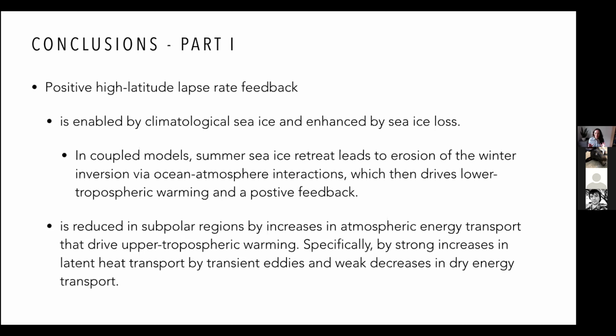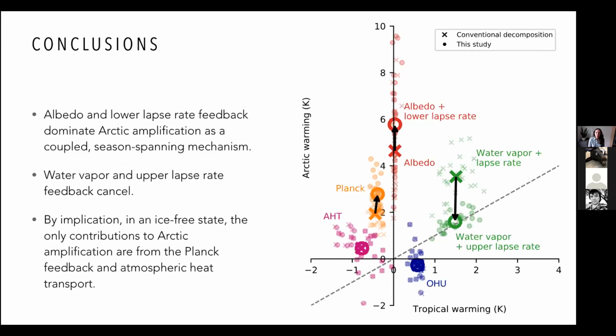Now, I'd like to take one last minute to think about how we can leverage this lapse rate feedback decomposition to estimate the combined contribution of ice processes to Arctic amplification. So to do that, let's return to this plot style that I showed at the top of the talk, which again shows Arctic warming versus tropical warming for the various feedbacks, as well as atmospheric heat transport and ocean heat uptake. The X's are the conventional decomposition, and the O's indicate the present study with the lower lapse rate feedback combined with the surface albedo feedback, and the upper lapse rate feedback combined with the water vapor feedback.